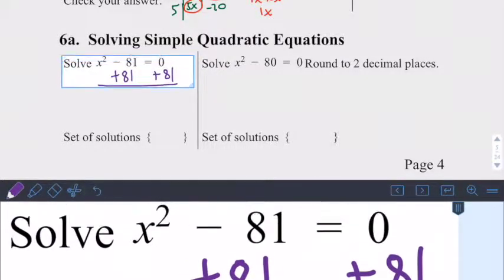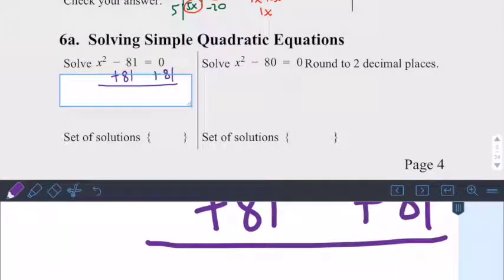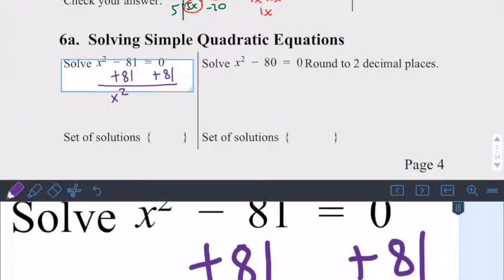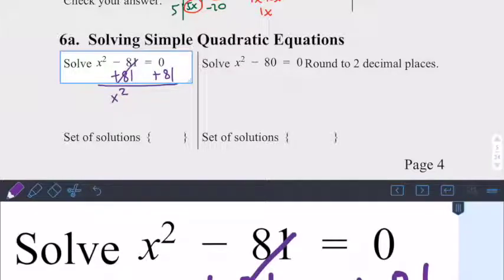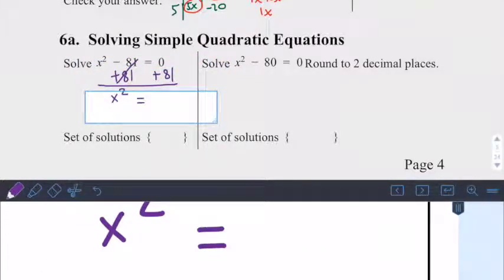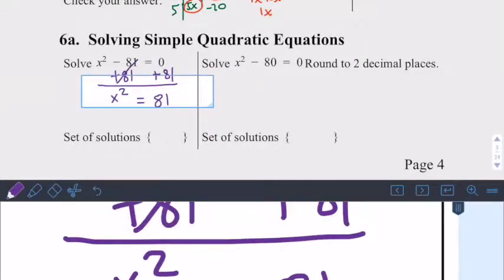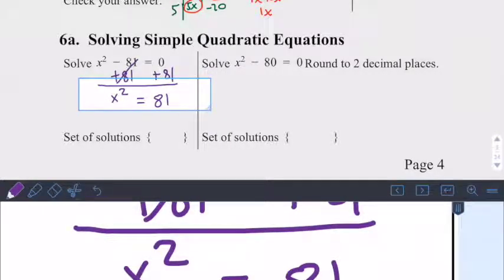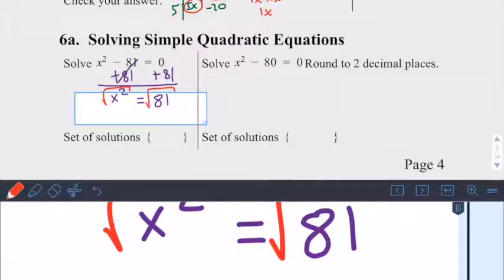And what we end up with is x squared. Negative 81 plus 81 cancels, and 0 plus 81 equals 81. And then to undo the square, we're going to square root. But remember, with the absolute value, there's going to be two answers. If we square root this, the square root of 81 is 9.